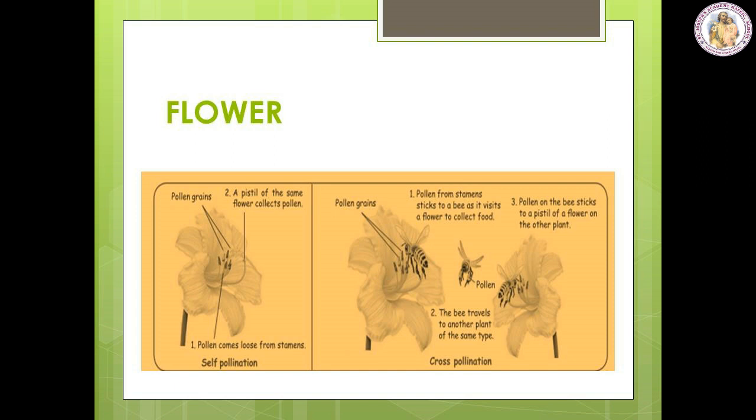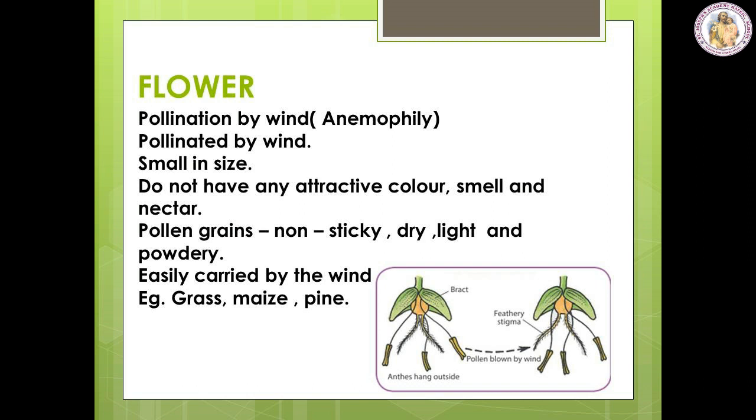Pollination takes place through different agents. First one is pollination by wind. The flowers pollinated by wind are mostly small in size and do not have any attractive color, smell and nectar. The pollen grains are non-sticky, dry, light and powdery. Hence they are easily carried by the wind. Example: grass, maize and pine.